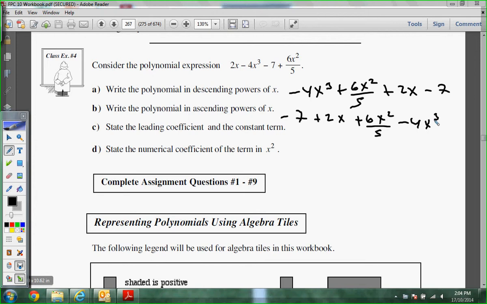State the leading coefficient. So what's the leading coefficient of this polynomial? Yeah, it comes from the x cubed, and it's the negative 4. Okay? The negative 4 is your leading coefficient. That's the coefficient in front of the biggest exponent. That's what makes it leading. Okay? The constant is what? Negative 7. Good? State the numerical coefficient of the term in the x squared. It's a fraction. 6 over 5 is your coefficient for the x squared.